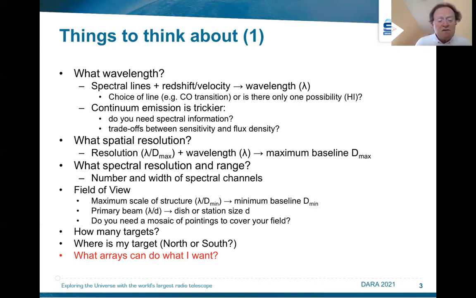Then if you're doing a statistical sample, you may need to compromise on the number of targets to observe. So you might want to observe a very large number of targets to get statistics, but that obviously puts your observing time up. So you need to think about that compromise. And then finally, you need to decide which array to use based on geographical location. Are your targets primarily in the north or in the south? And that will then set constraints because some targets are not visible from particular telescopes.